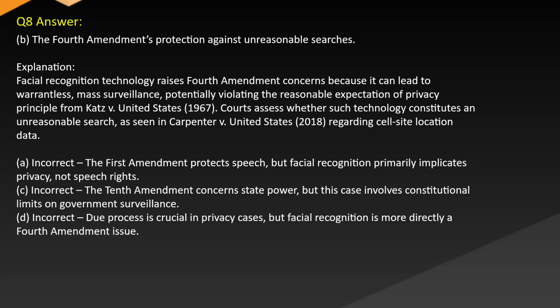A. Incorrect. The First Amendment protects speech, but facial recognition primarily implicates privacy, not speech rights. C. Incorrect. The 10th Amendment concerns state power, but this case involves constitutional limits on government surveillance. D. Incorrect. Due process is crucial in privacy cases, but facial recognition is more directly a Fourth Amendment issue.